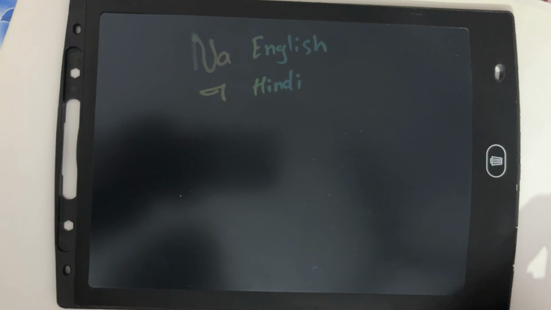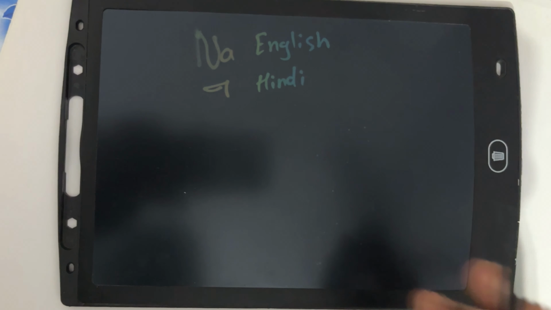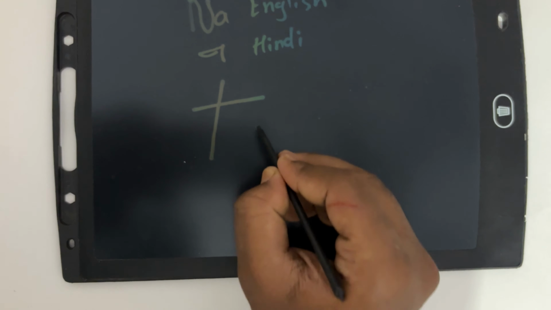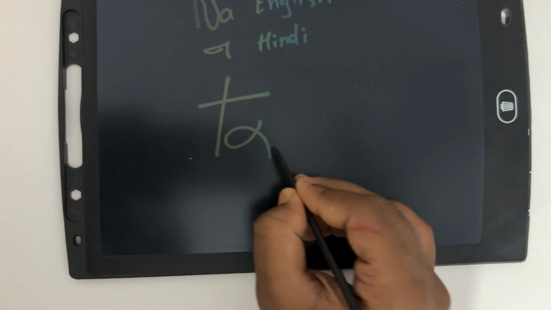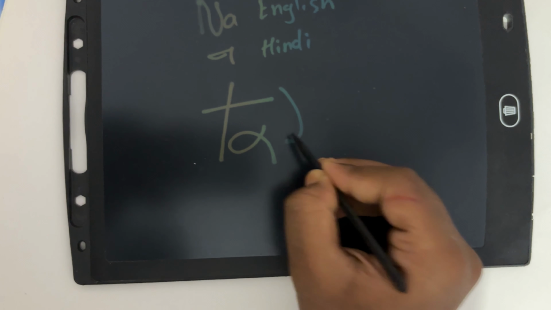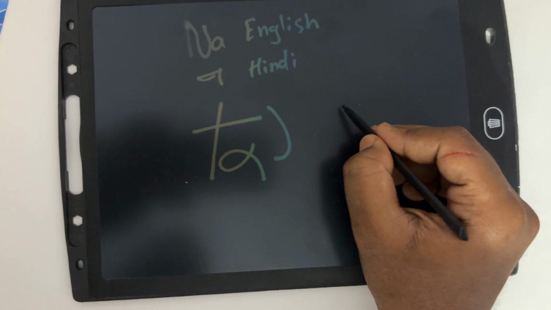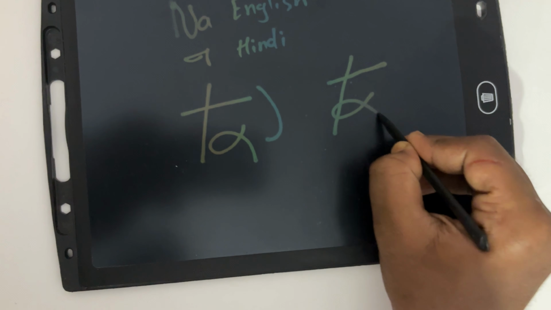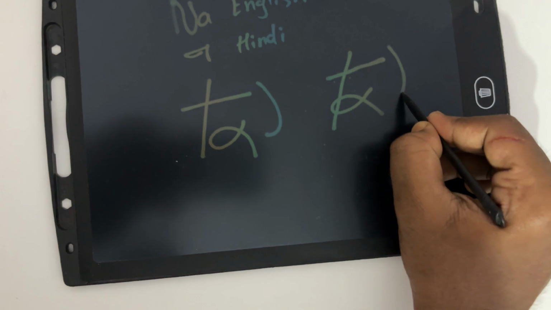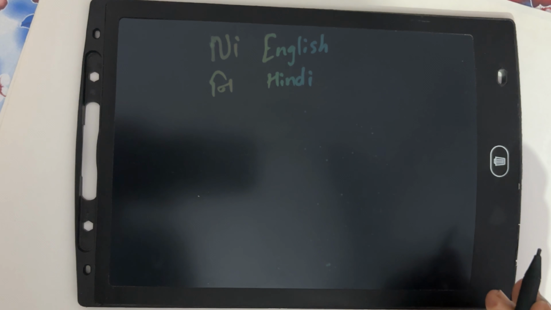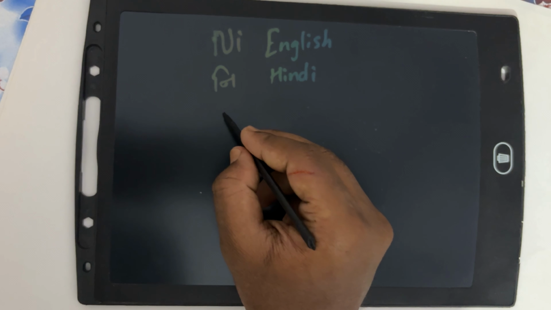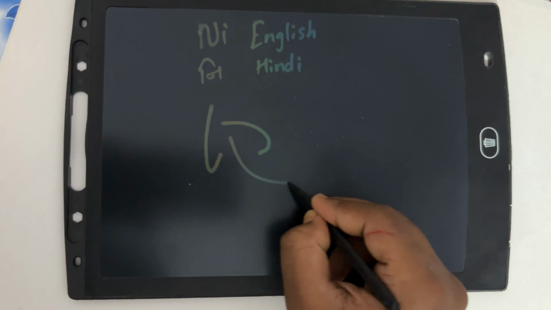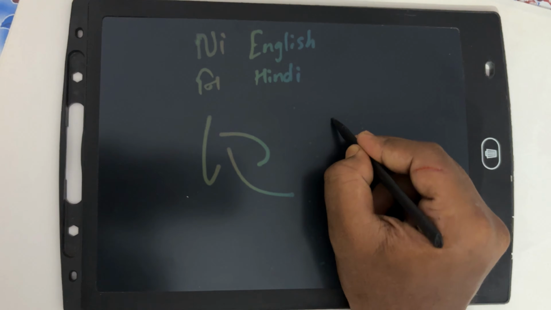Next word is na. In Japanese, once more. Next word is ni. In Japanese, once more.